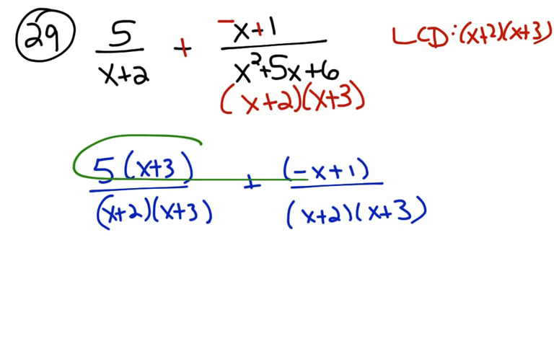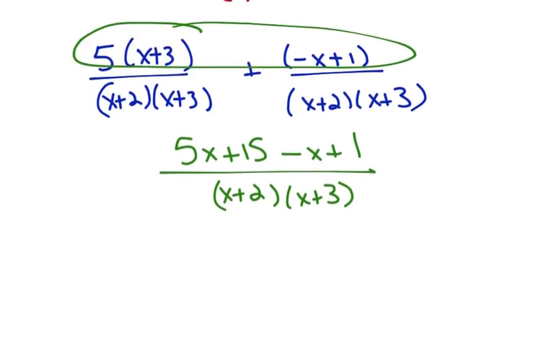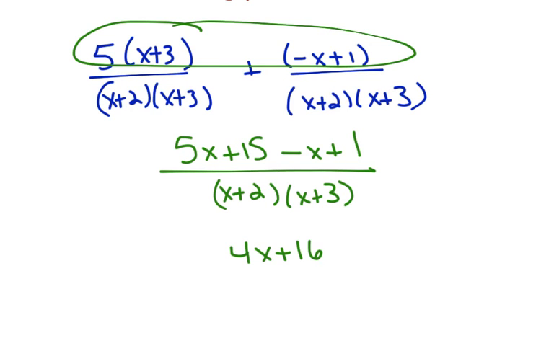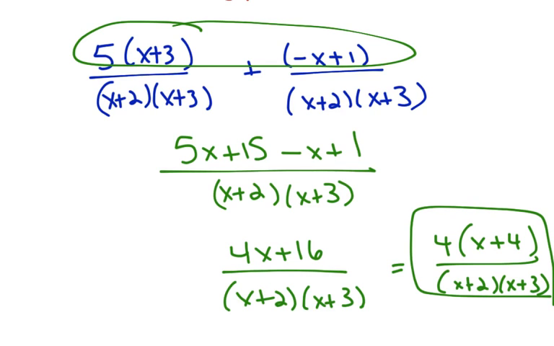Now that I have a common denominator, now I can distribute and combine like terms in my numerators. I get 5x plus 15 minus x plus 1. When I combine like terms, I get 4x plus 16, and the numerator has a common factor. It's 4, and when I factor out 4, I'm left with x plus 4. But you'll notice it doesn't result in me canceling anything else out. So this is the answer, no matter what. Remember, this is not an equation. We're not solving it. We're only simplifying.